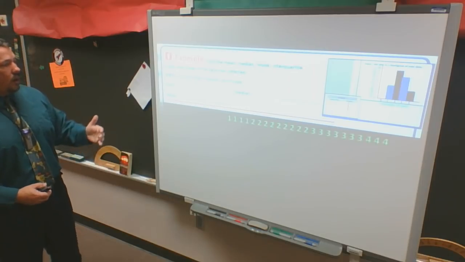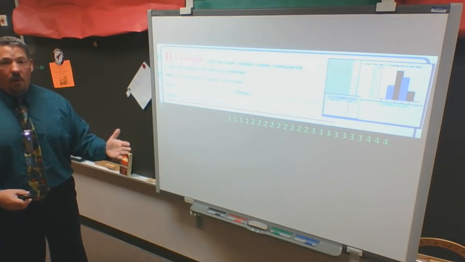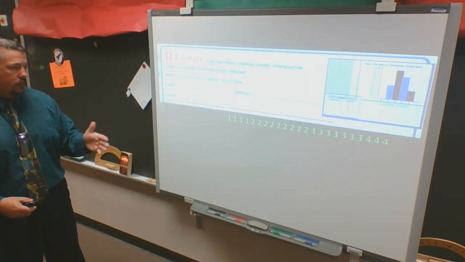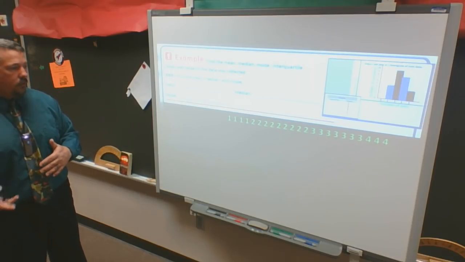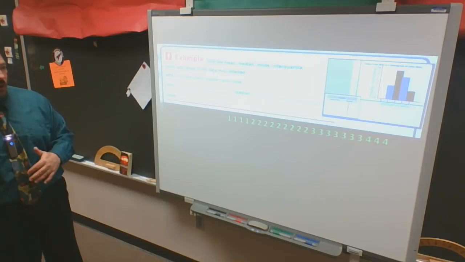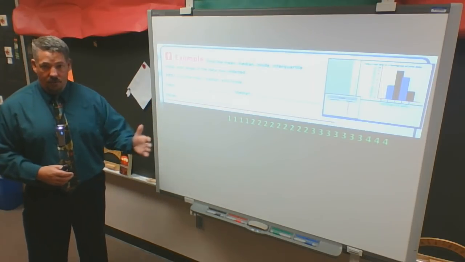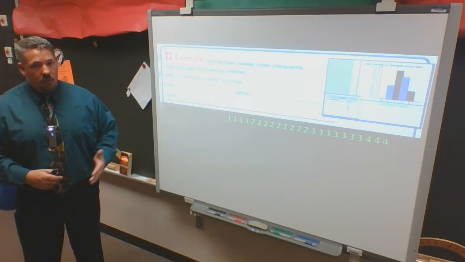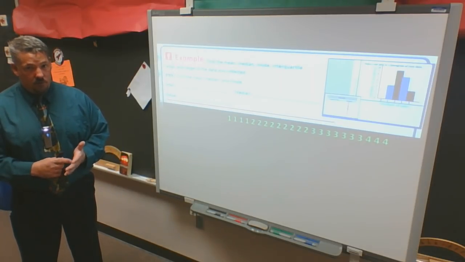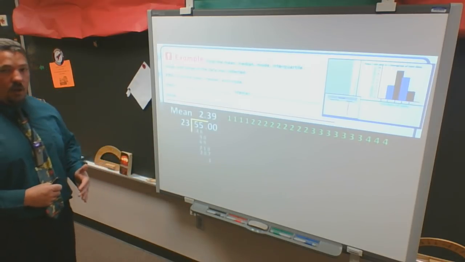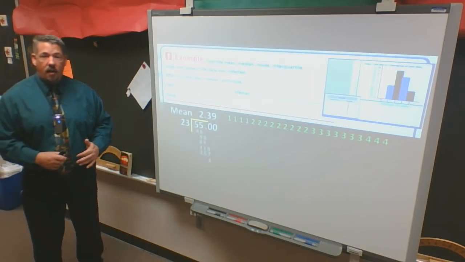So when I look at my information, I had a whole bunch of little numbers. 1, 1, 1, 1, 2, 2, 2, 2, 2, 2, 2, 2, 2, 3, 3, 3, 3, 3, 3, 3, 4, 4, 4. Each of those numbers then have to be added together. This is where your little handy dandy calculator comes in very handy. Add all of those together, I'm going to tell you, you're going to get 55.